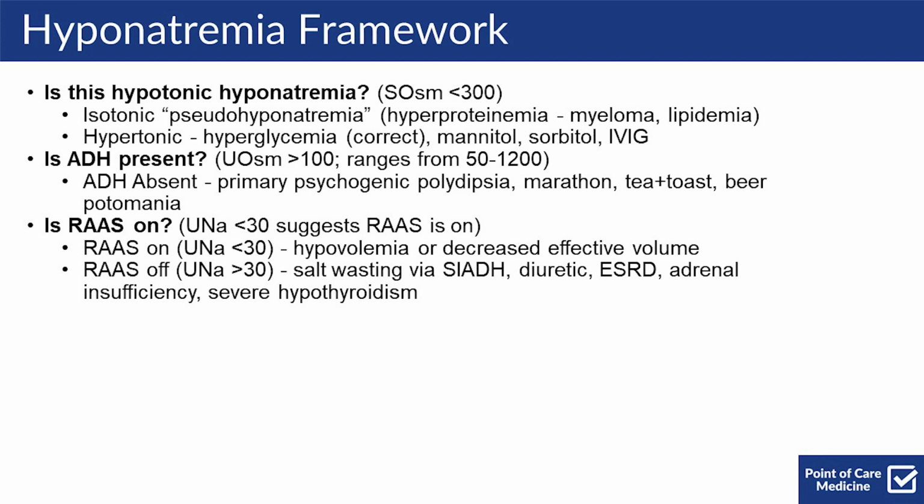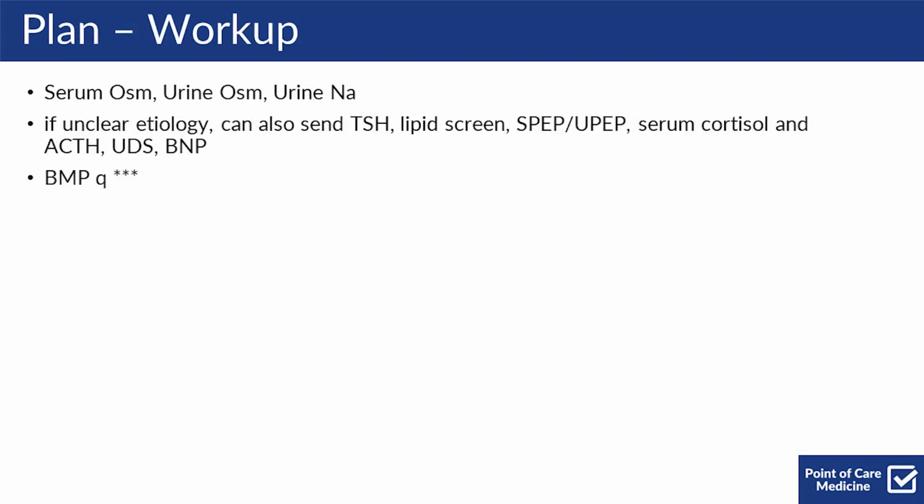And that's defined by a urine sodium less than 30, and that suggests that RAS is indeed on. If RAS is on, that's often due to hypovolemia or decreased effective circulating volume, and if RAS is off, that suggests salt wasting from SIADH, diuretic use, end-stage renal disease, adrenal insufficiency, or severe hypothyroidism. In general, when someone is admitted with hyponatremia, it's often going to be incidental and due to hypovolemia or decreased effective circulating volume from congestive heart failure.